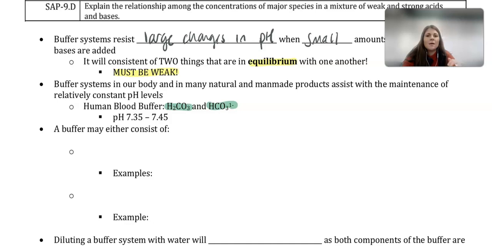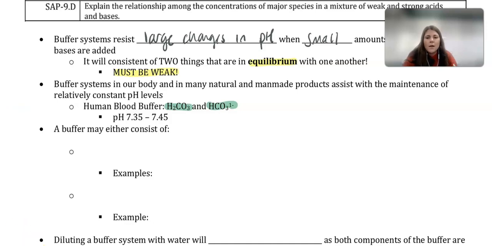Now you have to realize that a buffer has to be something weak, because you'll be using up one of the components while making the other. But it can't consist of anything strong, because strong acids and bases dissociate 100%, so you don't really have any of the beginning acid or beginning strong base anyways.